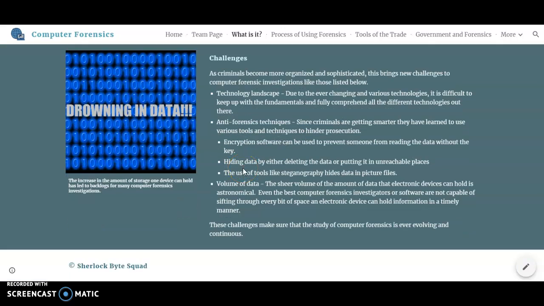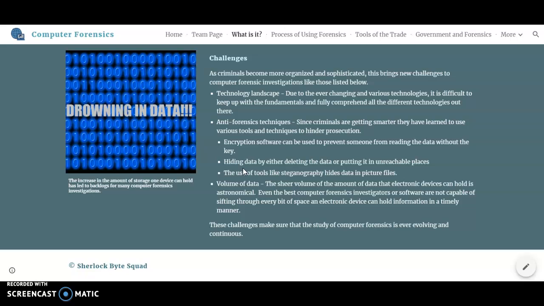There are also anti-forensic techniques that criminals use to avoid apprehension or hinder prosecution. One of them is encryption software. If you think about sending an encrypted email, that is a way that offenders can get out of prosecution. There are also ways for them to hide data in different places, like in the cloud, or by use of certain tools like a steganography tool, which actually hides data in picture files, or by deleting data.